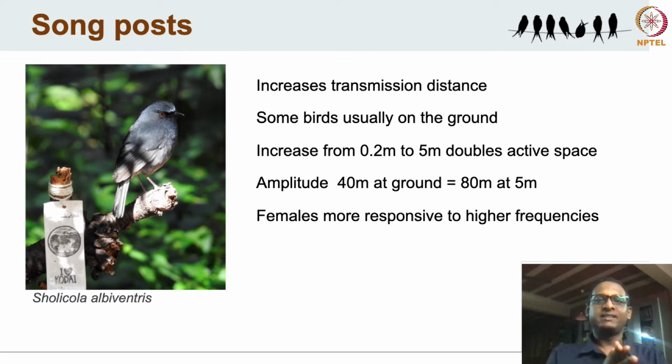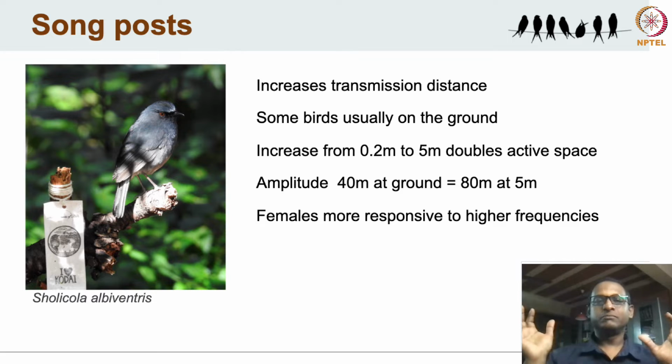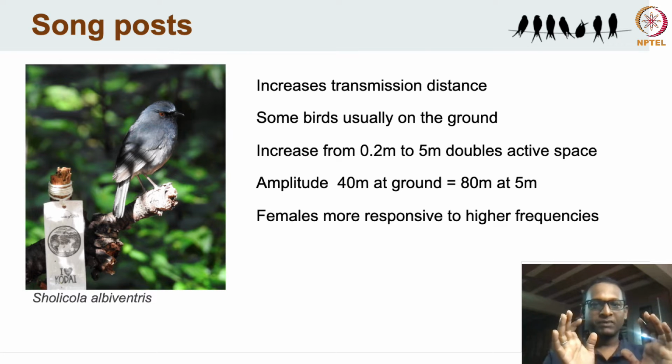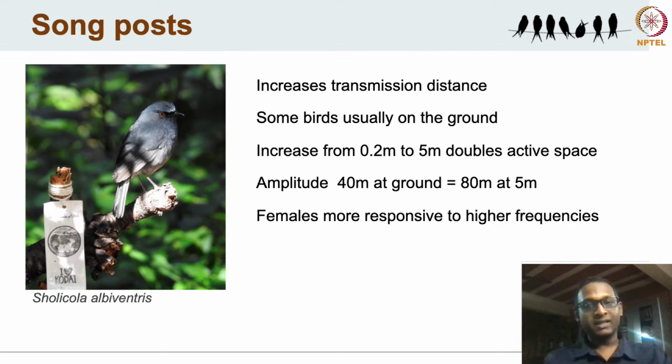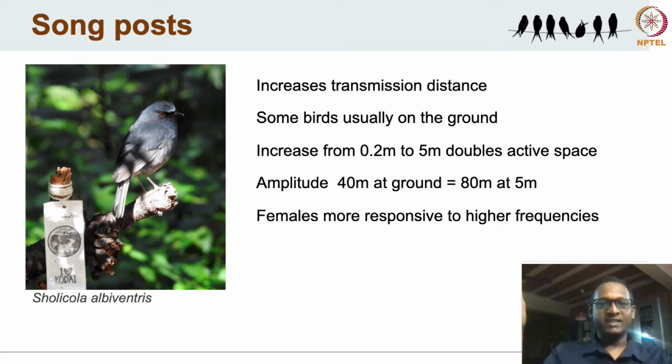So what happens is, when a bird is singing, there is something called the active space, which is the space that the bird's song actually reaches. Okay, so for a specific amplitude, what people have shown is that if you go from, let's say, ground to 5 meters, it can double the active space. So if the bird is singing at a specific amplitude, it can reach, let's say, 40 meters from the ground. But if the bird goes up to 5 meters and sings from there, it can double that, and the song can then reach 80 meters. Okay, so increasing the height of a song post can double the active space for a bird.